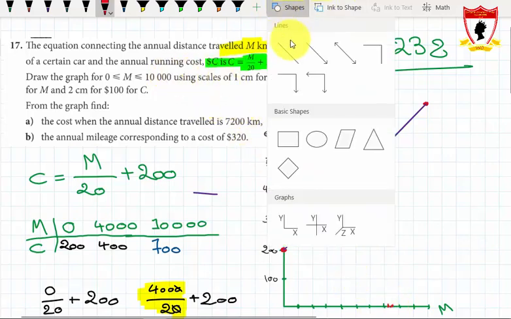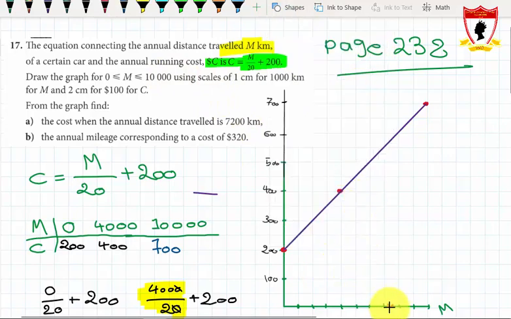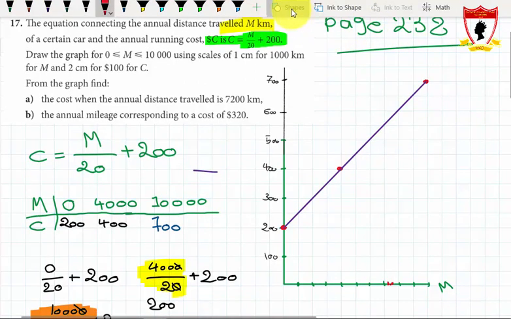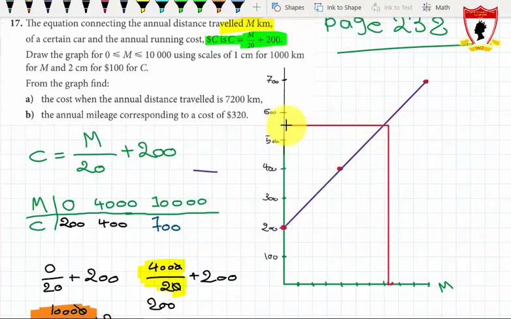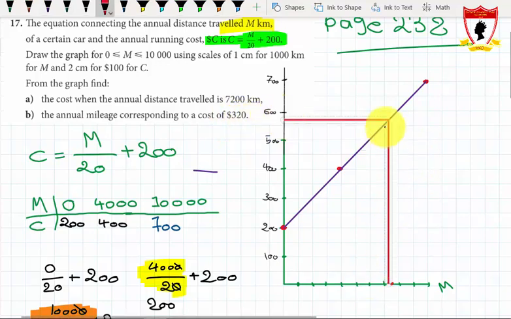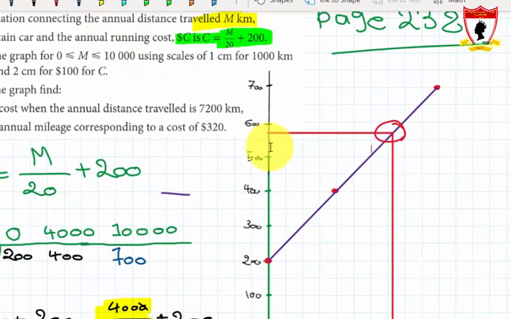It's kind of estimation. Now let's see, where does 7,200 on M cross the graph? It's crossing the graph here, so this is where the 7,200 kilometers crosses the graph. Then this number, can we estimate this number? Yes, between 500 and 600, halfway is 550.